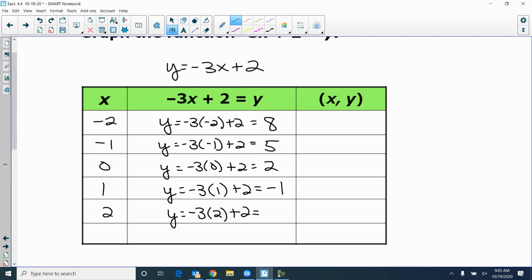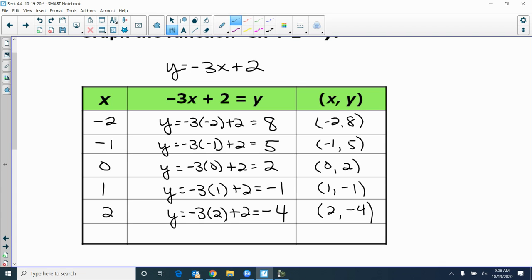And -3 times 2 is? Hold on, -6. And -6 plus 2 should be -4. All right, so we got -2, 8, -1, 5, 0, 2, 1, -1, 2, -4. Okay, so we have all those.